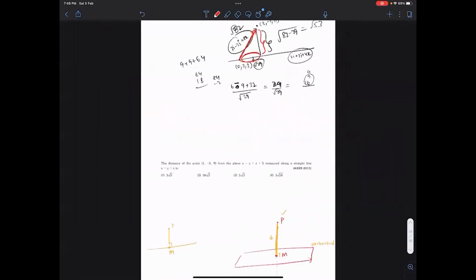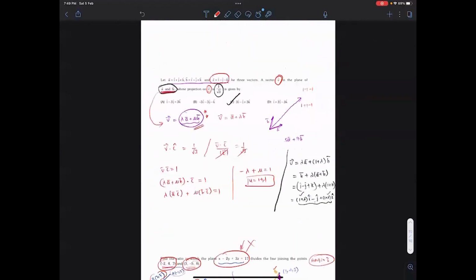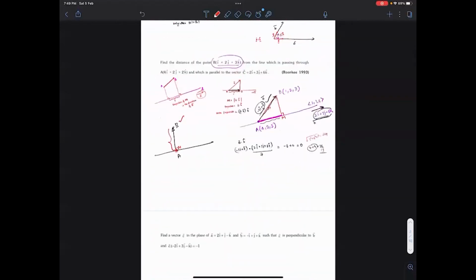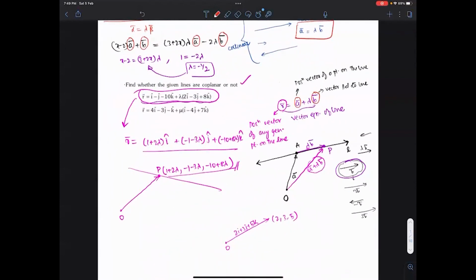Whatever I could cover in 1 hour, I have covered here. Vector 3D, the remaining we have to revise. Everyone, do the previous JEE Mains questions on vectors and 3D without fail, on the same day itself, today itself. Okay, guys.